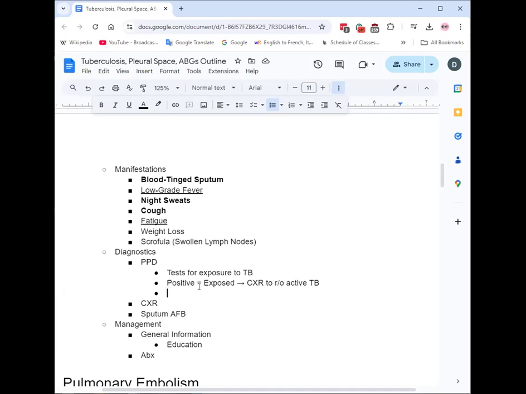Yeah, I mean, I've never had it. The BCG, is that the name of the vaccine? Yeah, but they made me get it. They made me do the PPD twice in a year, but that's neither here nor there. So, test for exposure to TB: positive equals exposed.